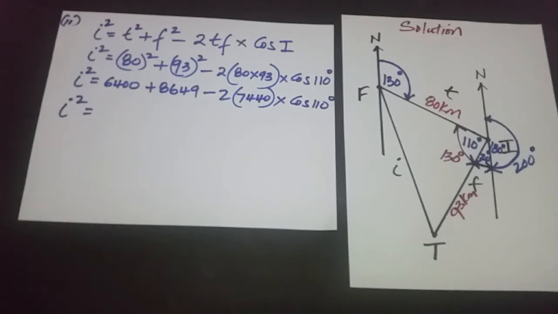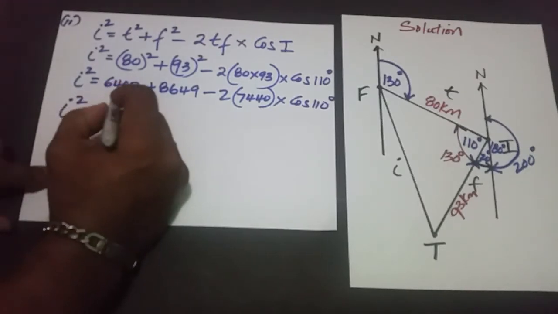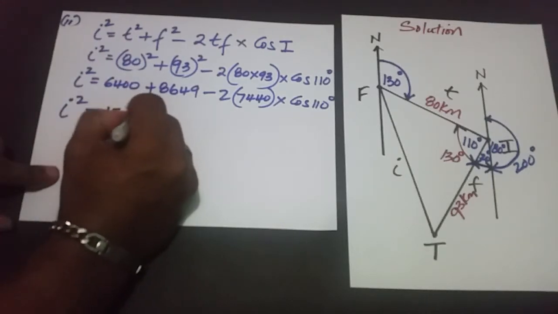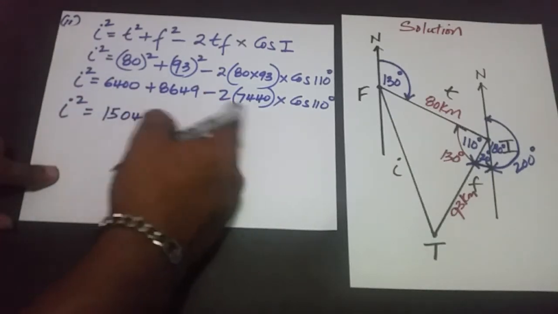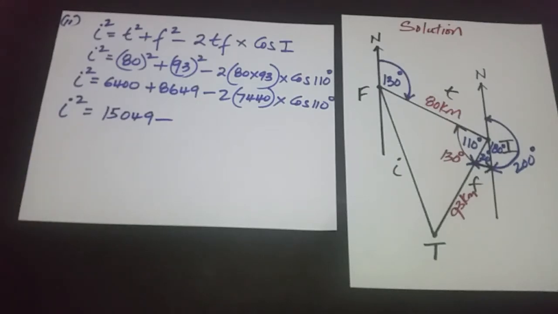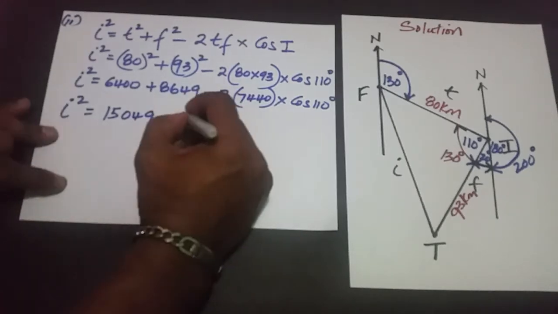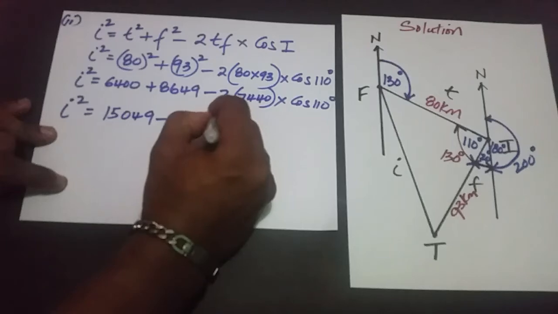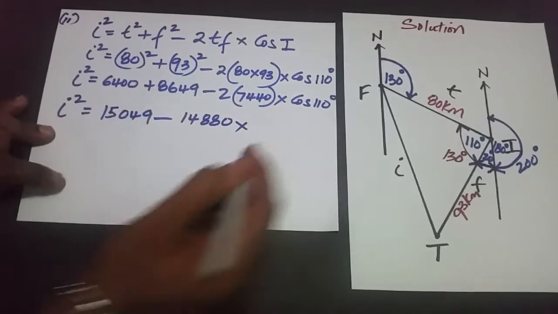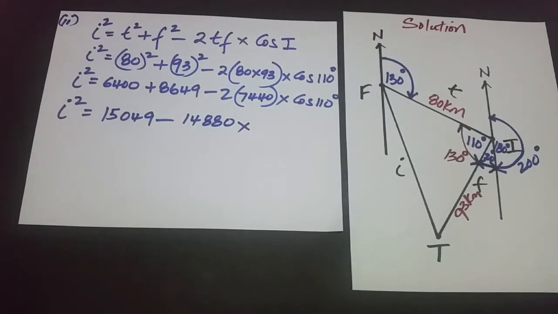So 6,400 added to 8,649, and that is going to give us 15,049 minus 2 times 7,440. 7,440 is going to give us 14,880, and now I'm going to punch in the cosine of 110 degrees.